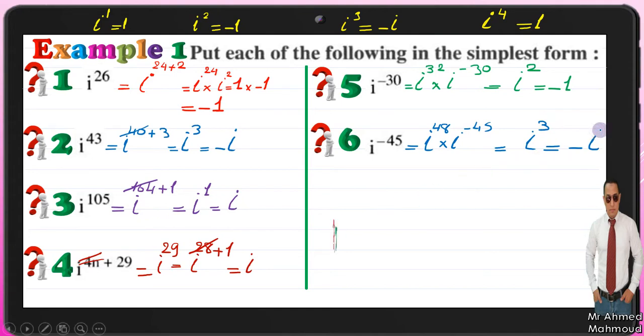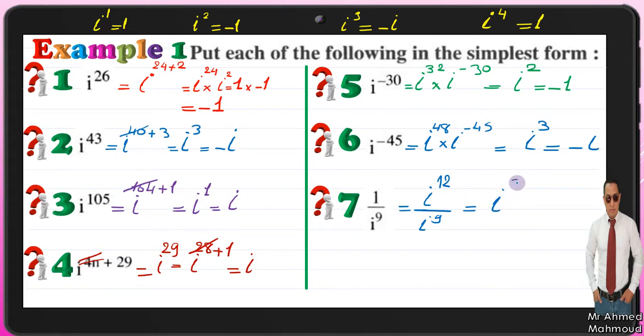Okay, here, 1 over i to the power of 9. This is the same way I used with the negative powers. I will change 1 into i to the power of a number in table 4, but greater than 9. 9 is not in table 4, 10 is not, 11 is not, 12 is in table 4. Then it will be i to the power of 12 over i to the power of 9. 12 minus 9 equals 3. It will be i to the power of 3, which is negative i.